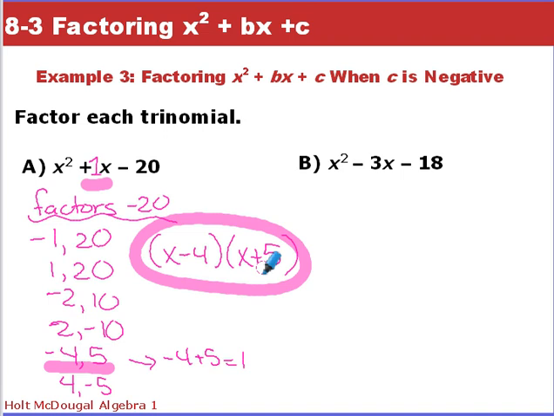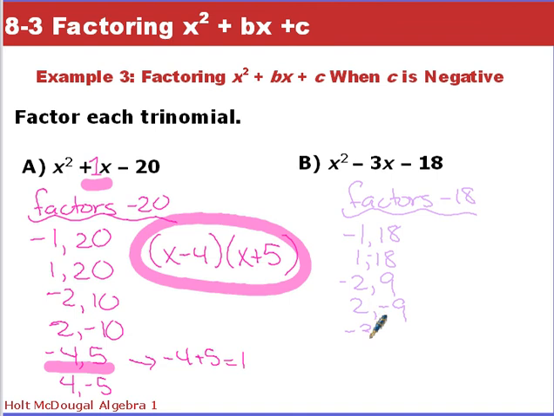Our second one, we're looking for factors of -18. So we're going to have -1 and 18, or 1 and -18, -2 and 9, or 2 and a -9, -3 and 6, or 3 and a -6. Now they have to sum to give us a -3. So adding these together, this one here, 3 plus a -6 equals a -3. So those are our factors here.